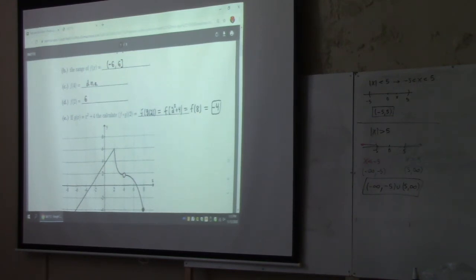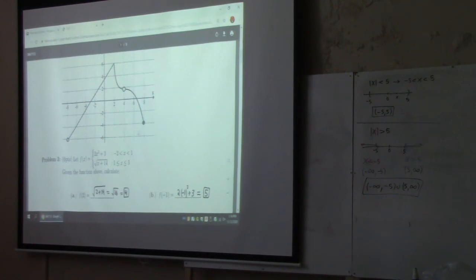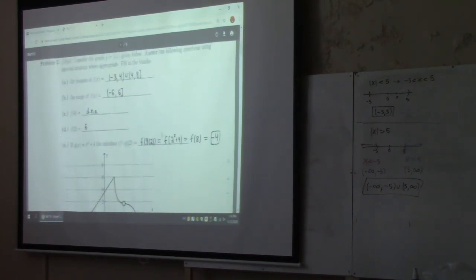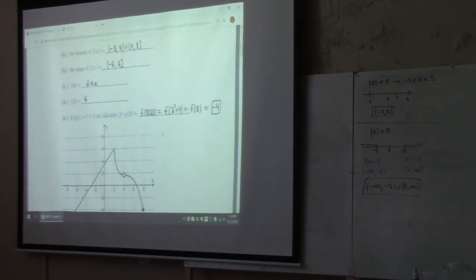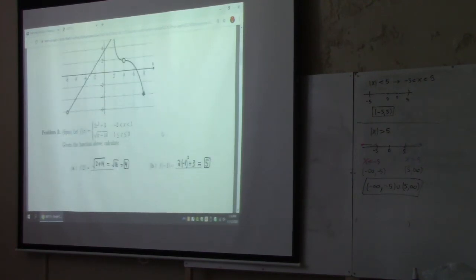And to calculate the composite, we have to take f of g of 2. But g of 2 here is 2 squared plus 4, which is g of 8, which is 8. And then f of 8, well, what's f of 8? I got to go over here, 2, 4, 6, 8. F of 8 is down there, it's -4 from the graph. So if you got that problem wrong, take a good look at it now, and you should see you can get that problem right.